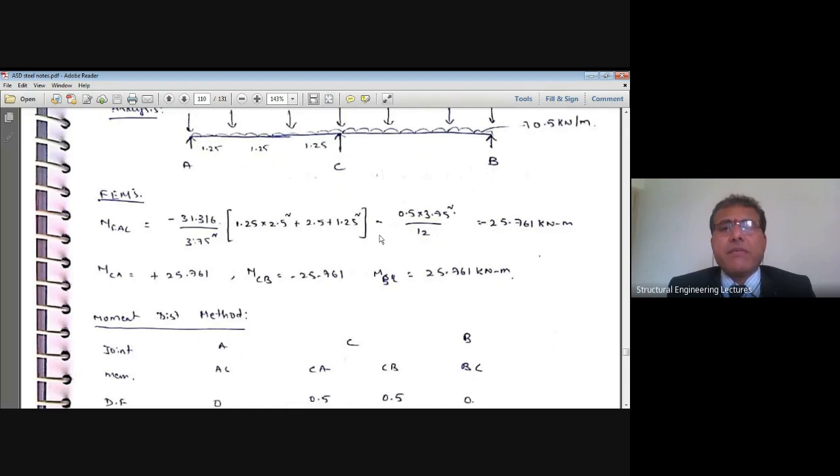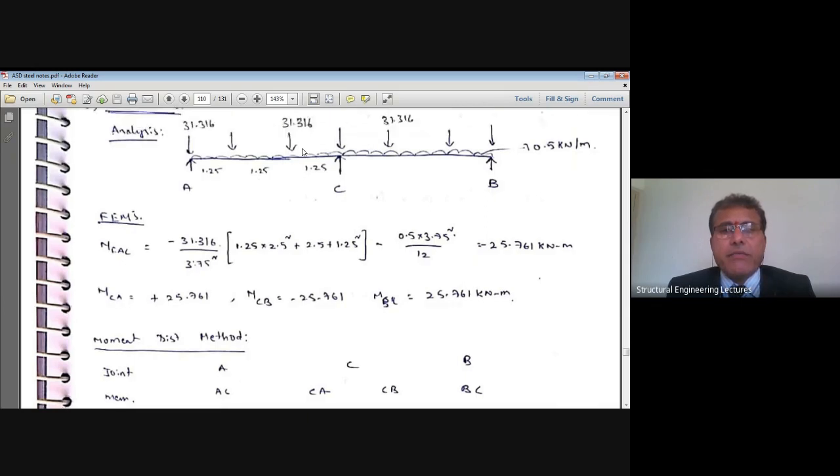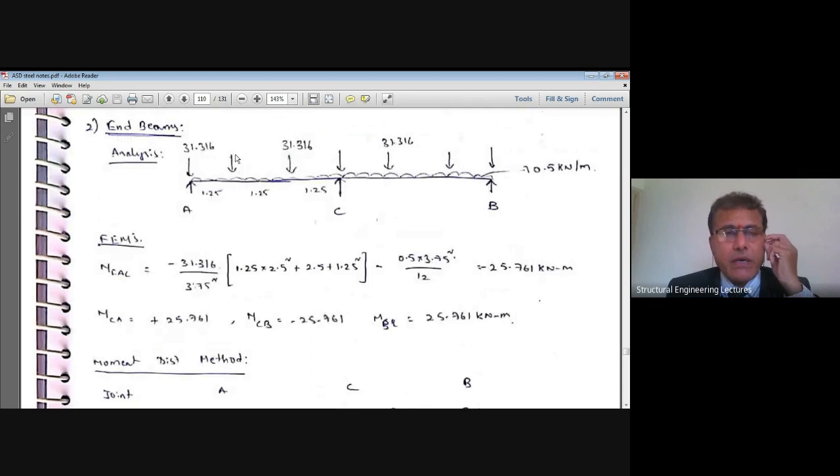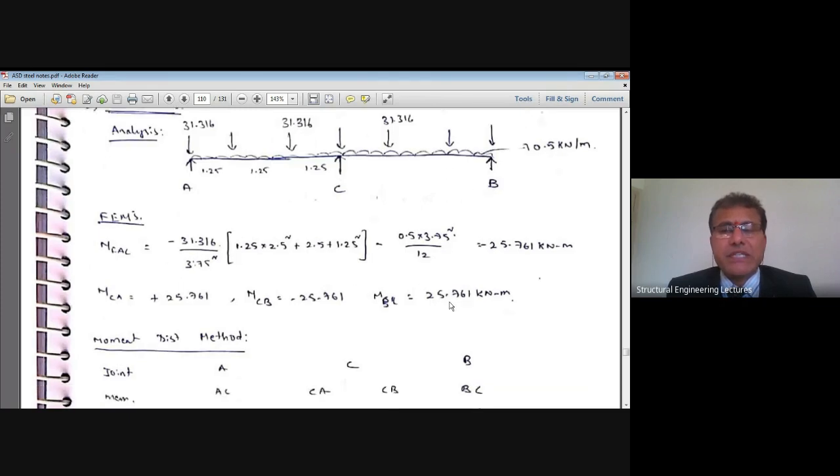Hence, that minus MFAC now works out to minus 25.761, and similarly, because of the symmetry of the loading on this panel, I can say MFCA is also 25.761, but with plus value, indicating how the deflected profile is. Similarly, for MFCB, since the span is the same and the loading is the same, MFCB is equal to MFAC, which is minus 25.761 kilonewton meter, and MFBC is 25.761 kilonewton meter.